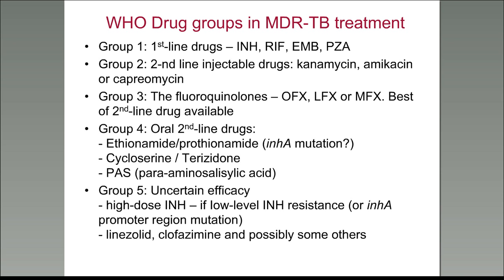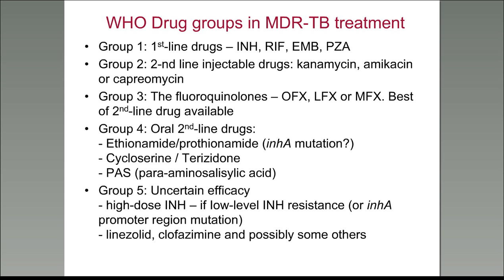Group 4 are the oral second-line drugs. This includes ethionamide or prothionamide, cycloserine, terizidone, and PAS. And of note, it's important to be aware of the implications of the inhA promoter region mutation, which does actually confer resistance to ethionamide. So if you have that information available from your drug susceptibility testing, that can be important for your treatment decisions.